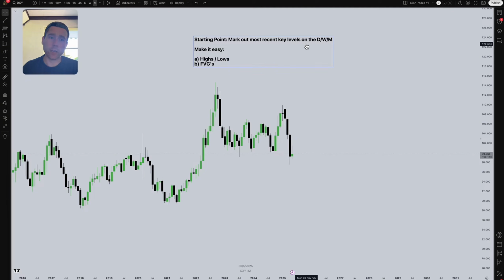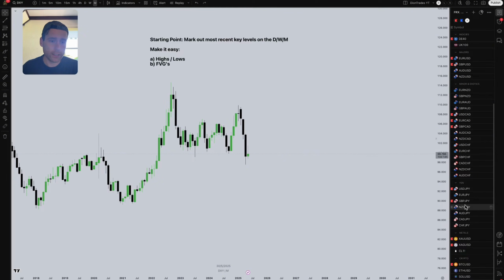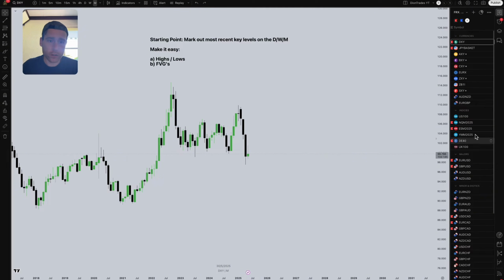Go to the higher time frame, all the pairs you like to trade. On the right side, I have my whole list. I go through all these pairs, going to the daily, weekly, monthly to see which one looks nice. And make it easy. Only focus on recent highs and lows and for value gaps.